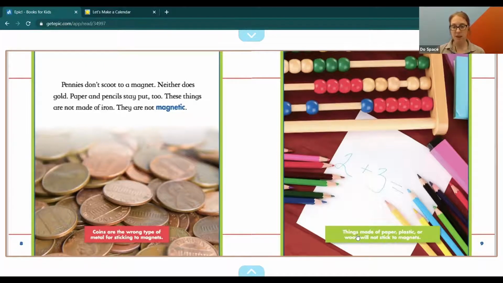So things made of paper, plastic, or wood will not stick to magnets. Okay, so remember that, things made of plastic, paper, or wood will not stick to magnets. That's going to be important for our experiments.